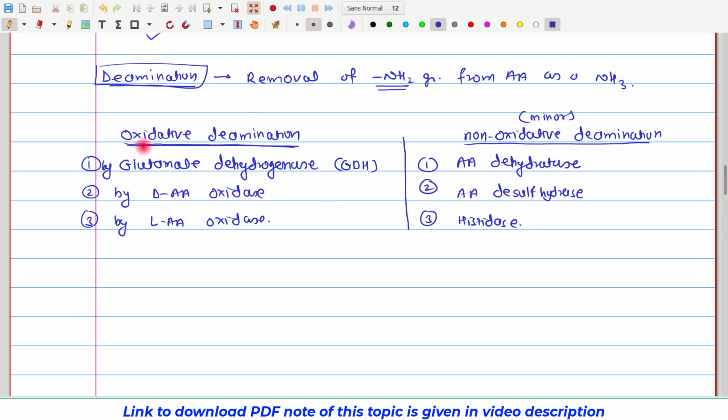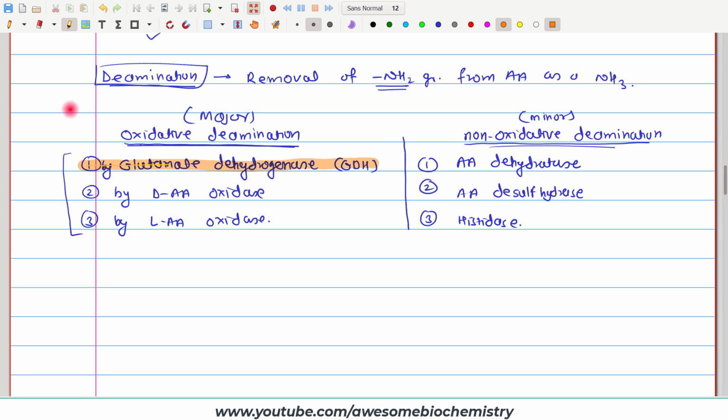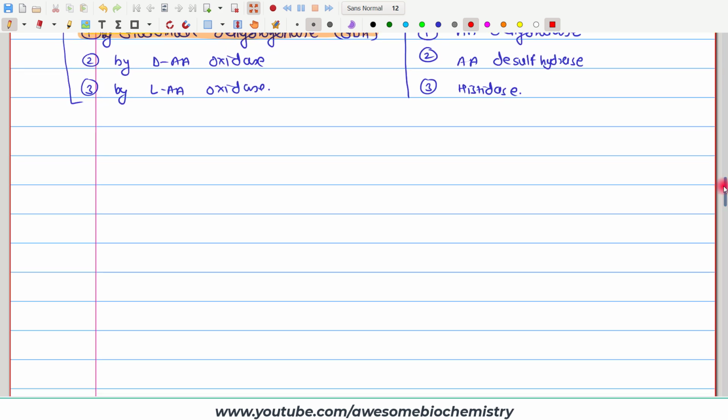Here, out of oxidative and non-oxidative deamination, oxidative deamination plays a major role. Among the various types of oxidative deamination, the maximum is carried out by glutamate dehydrogenase. So, let us first discuss glutamate dehydrogenase, which carries out oxidative deamination. It is often abbreviated as GDH.